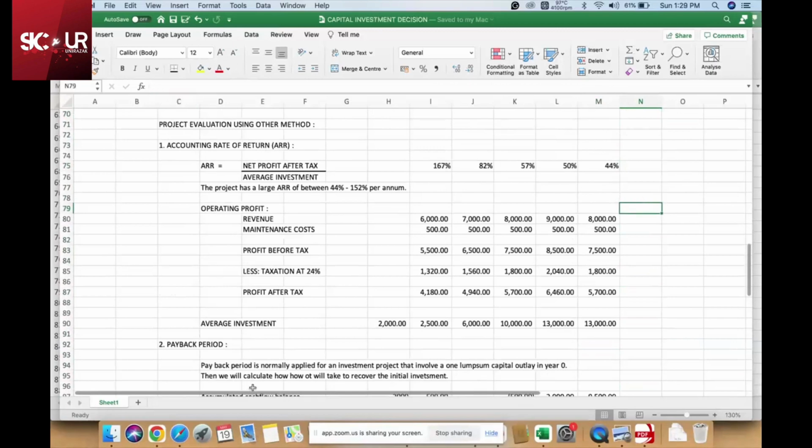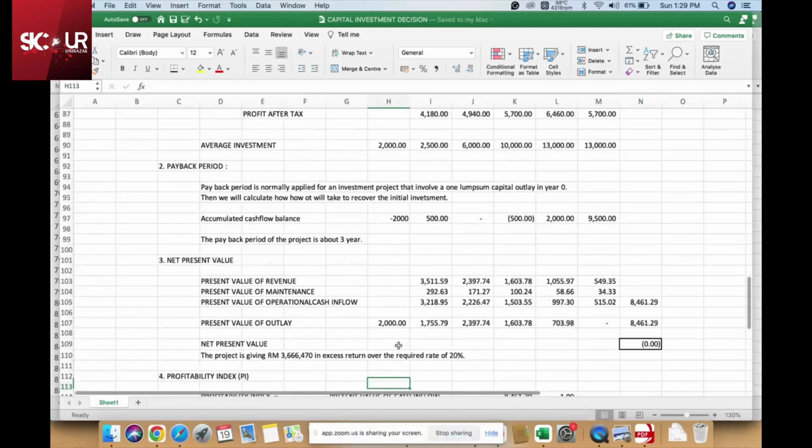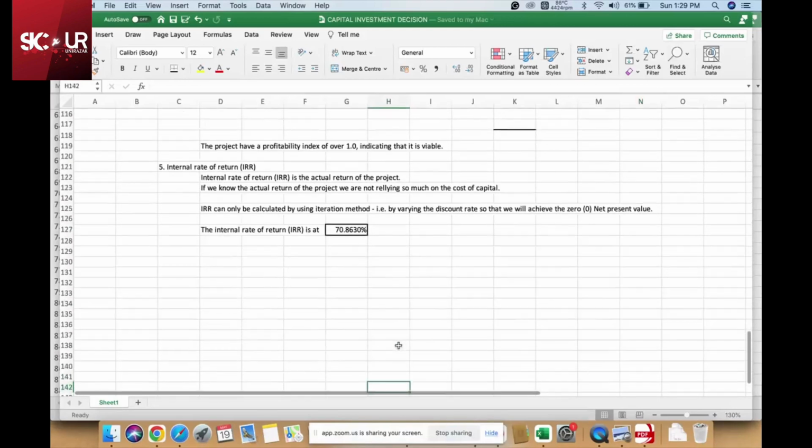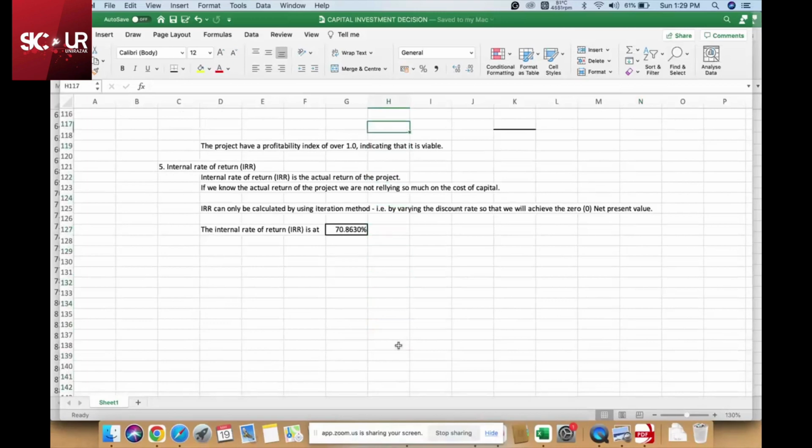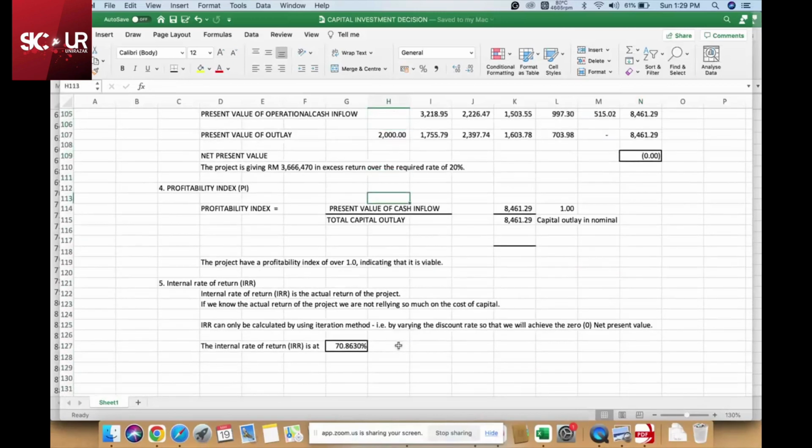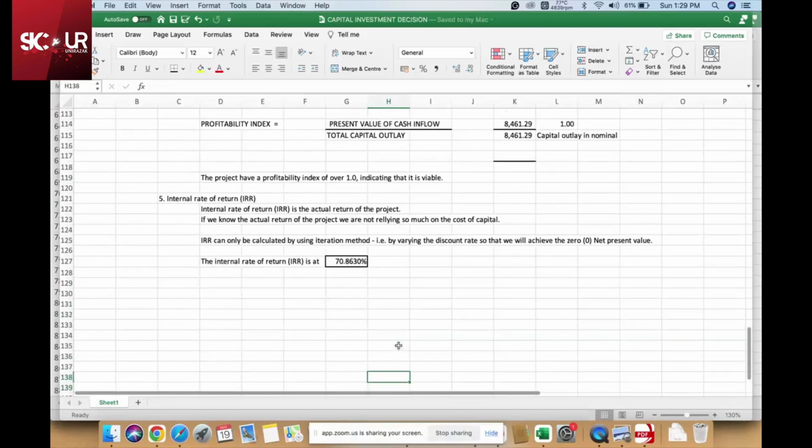Internal rate of return is net present value, isn't it? The internal rate of return is the IRR that we calculate just now. Finally, using the discounted cash flow, we want to know what is the real internal rate of return, and we reiterate to find the discount rate that will generate 0 net present value, and at 0 net present value, that is the actual return.